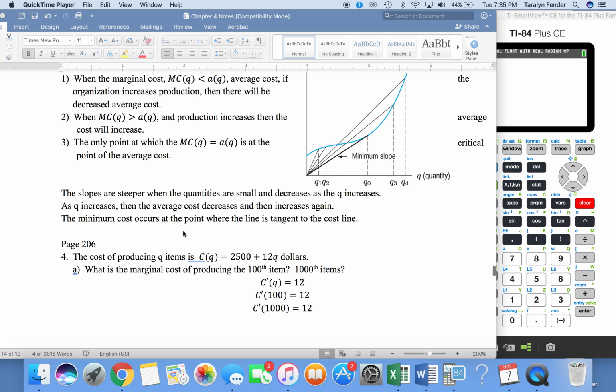The slopes are steeper when quantities are small. As you can see, the slopes begin to slow down, and this one right here, the point of tangency, the tangent line that touches this one point of tangency has the minimum slope. As Q increases, the average cost decreases, then increases again in this case. It increases, then it decreases, and then it increases again. The minimum cost occurs at the point where the line is tangent to the cost curve.